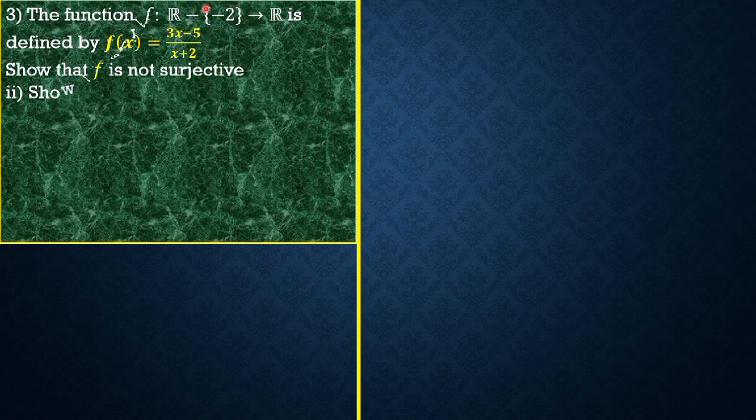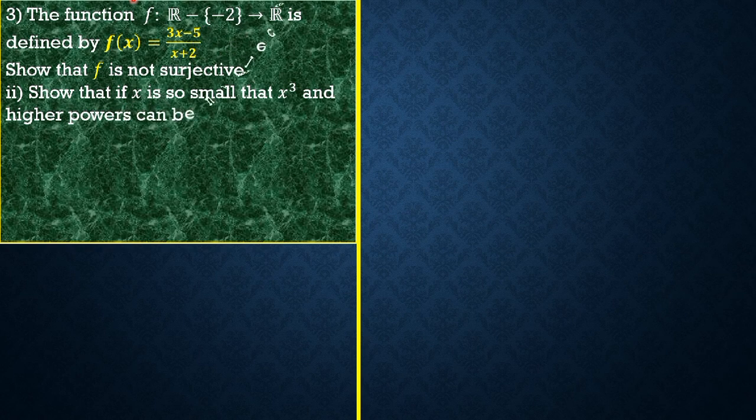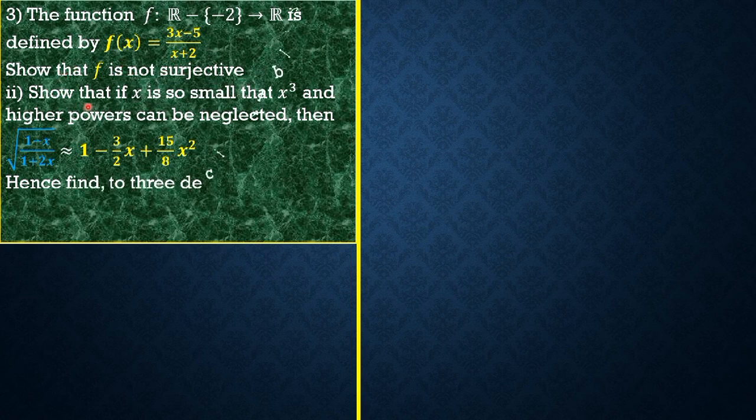The question 3, as you can see on screen, simply reads that the function f such that R goes to R, excluding -2, is defined by f of x being equal to that. Now they want us to show that f is not surjective, and show that if x is so small that x cubed and higher powers can be neglected, then this binomial expansion can be reduced to this, and we should find to 3 decimal places the approximate value of the square root of 99 over 102.